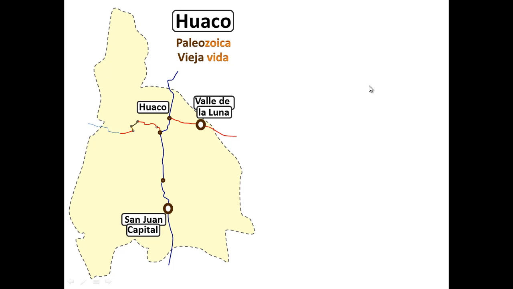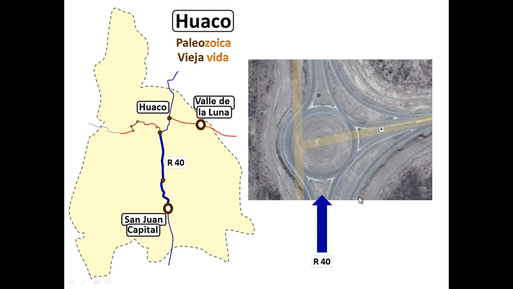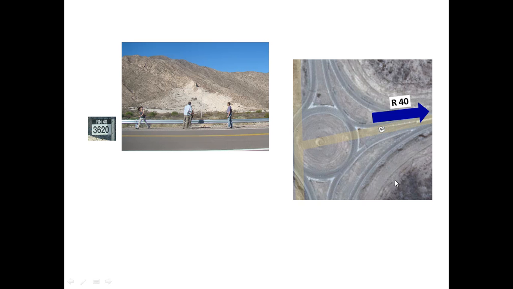We're going to virtually take a trip from San Juan Capital, following Route 40 up to this roundabout, and then from this roundabout we are going to go right following Route 40, which is this part here. Then following this route, exactly at National Route 40 at kilometer 3620, we are going to see these rocks that belong to the Paleozoic era.